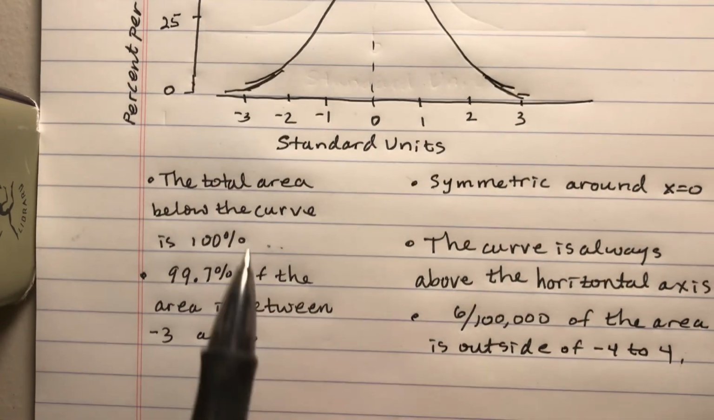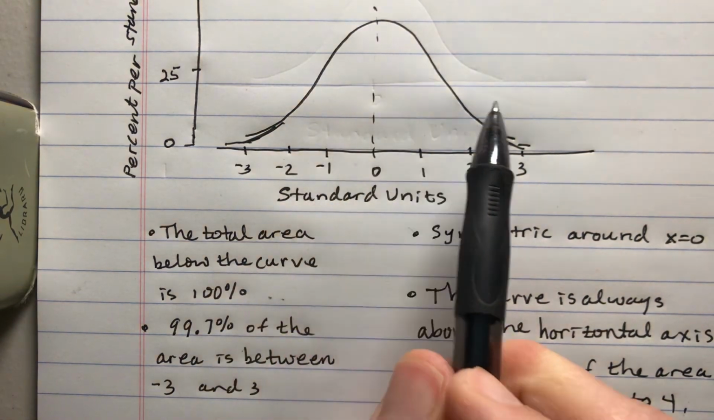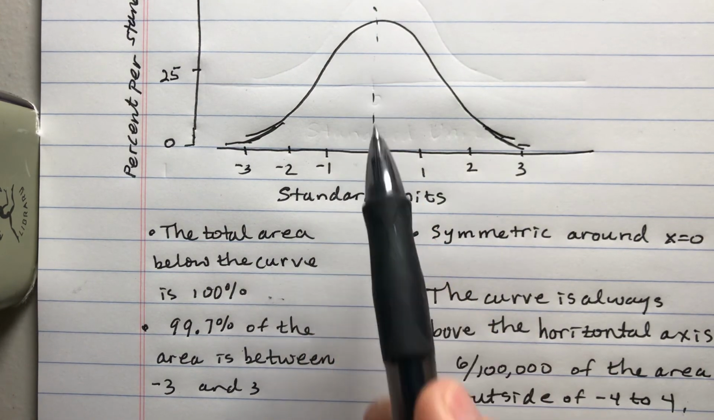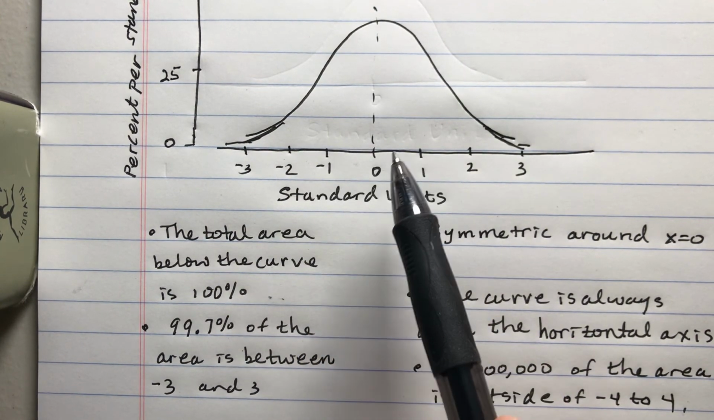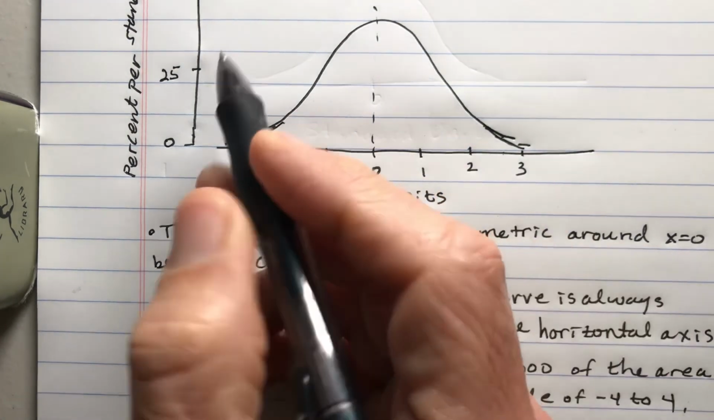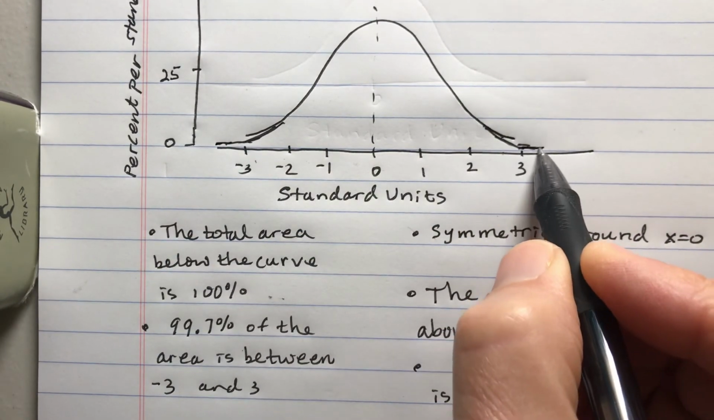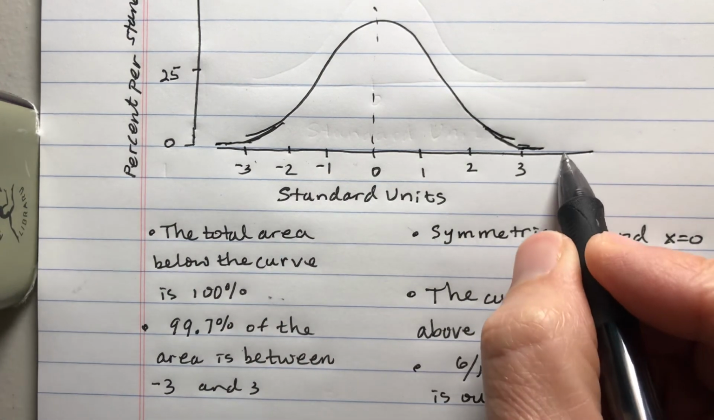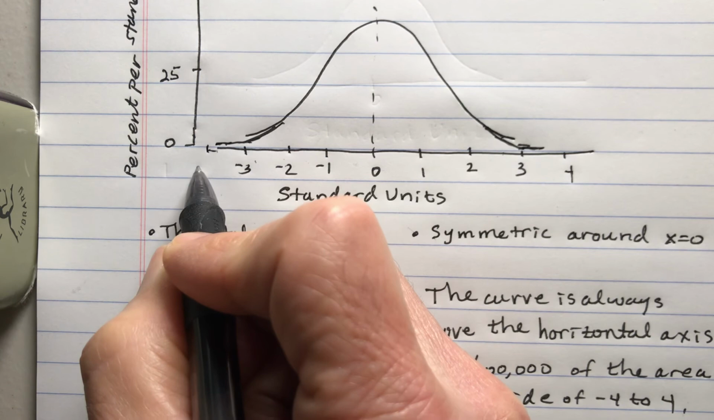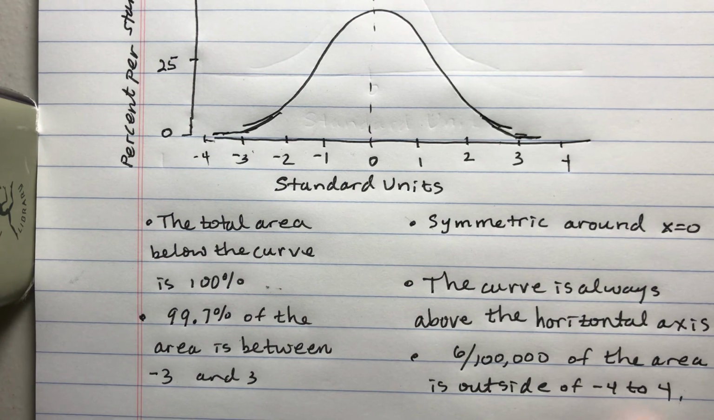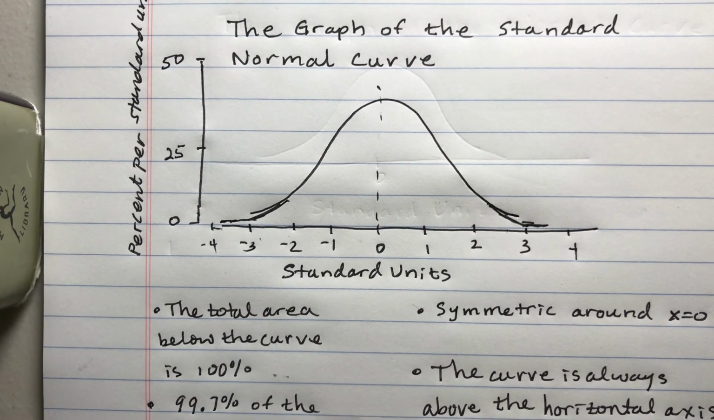Okay, so here's the ideas. Here is the main idea: we have something that's bell-shaped, and it's symmetric around the vertical line x equals 0. The total area is 100% or 1. Most of the area is between -3 and 3. However, even though it looks like the curve is going to touch the horizontal axis, it doesn't. It just gets really, really close. And so when you go beyond 4, there's hardly anything there. Only 6 out of 100,000 is outside of -4 and 4. Okay, so this again is the graph of the standard normal curve.